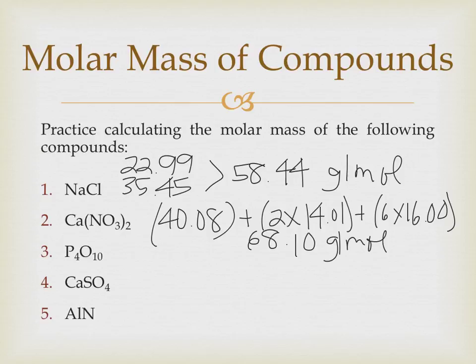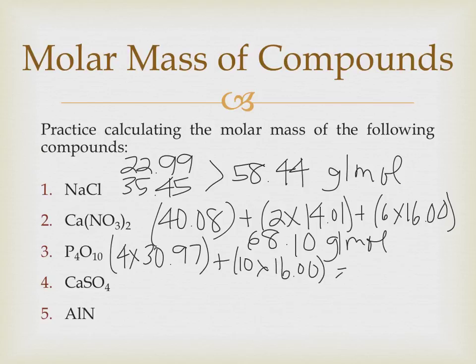Now, tetraphosphorus decaoxide, we have 4 times the number of phosphorus, which is 30.97, plus 10 times oxygen, which equals, so 30.97 times 4 plus 160.0 equals 283.88 grams per mole.